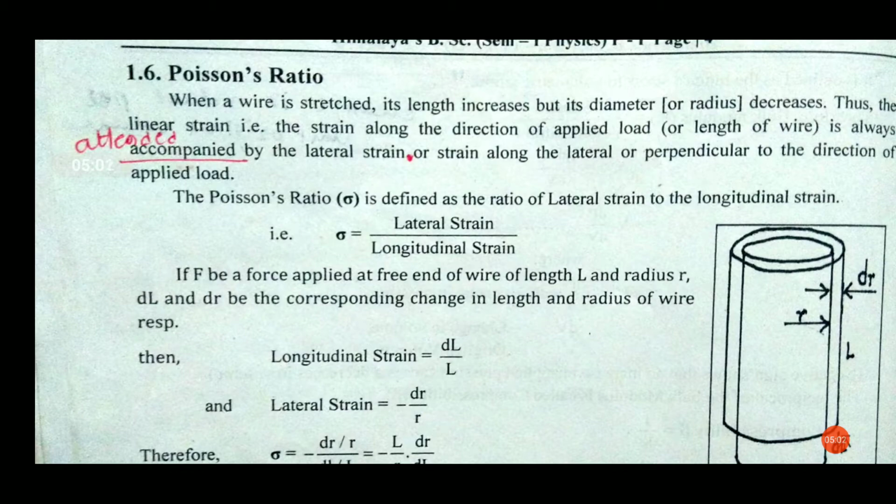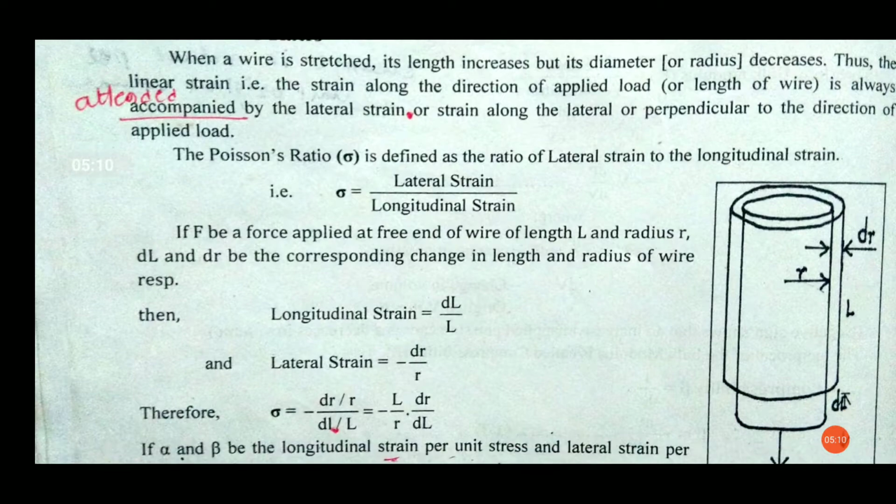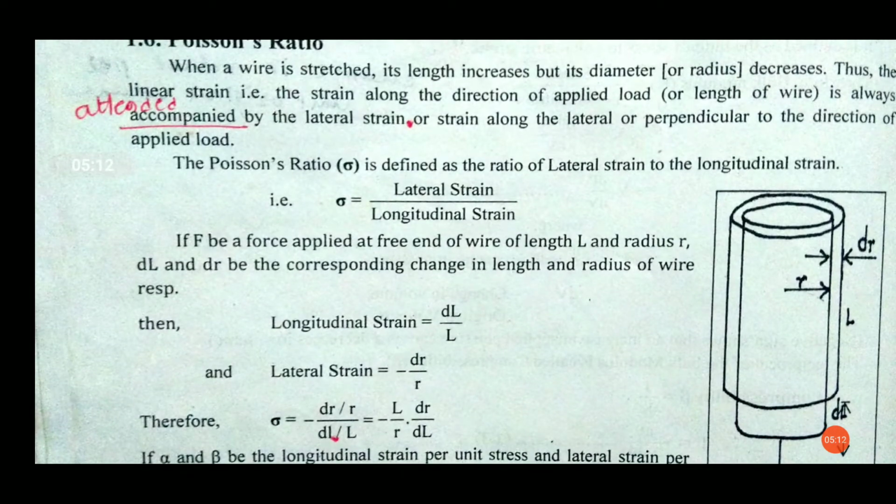Okay. So now we see the Poisson's ratio. When a wire is stretched, its length increases, but its diameter decreases. The linear strain, that is the strain along the direction of applied load or length of wire, is always attended by the lateral strain, or strain along the direction perpendicular to the direction of applied load.